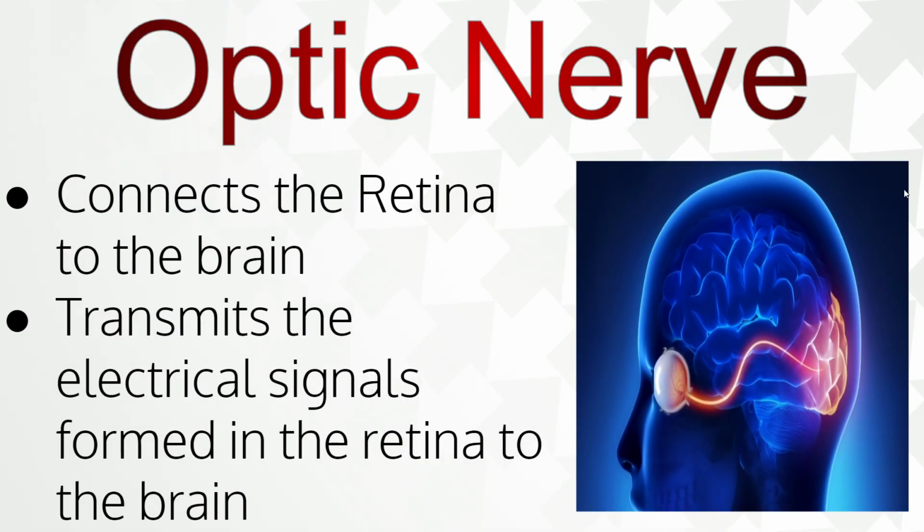So your optic nerve is what connects your retina to the brain. It's basically kind of like a small wire that you can see on the right. It is known for transmitting the electrical signals that form in your retina and transferring them to your brain.